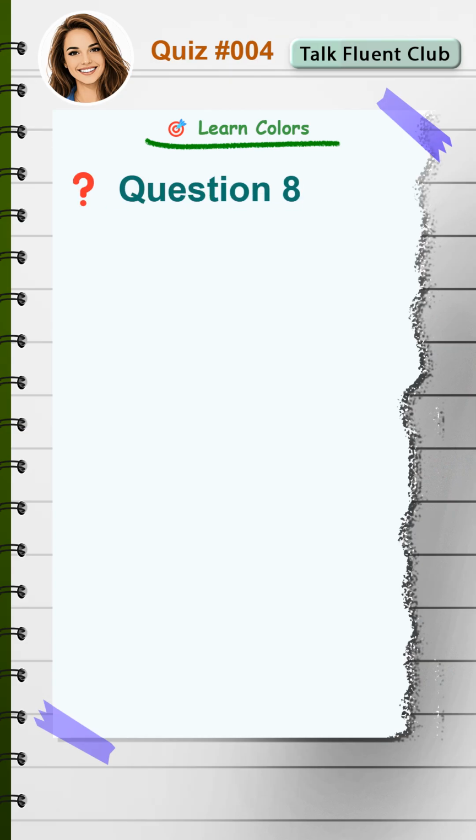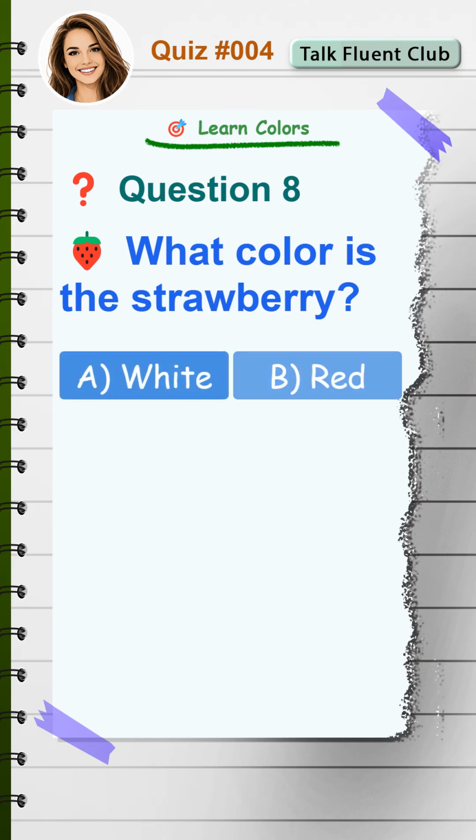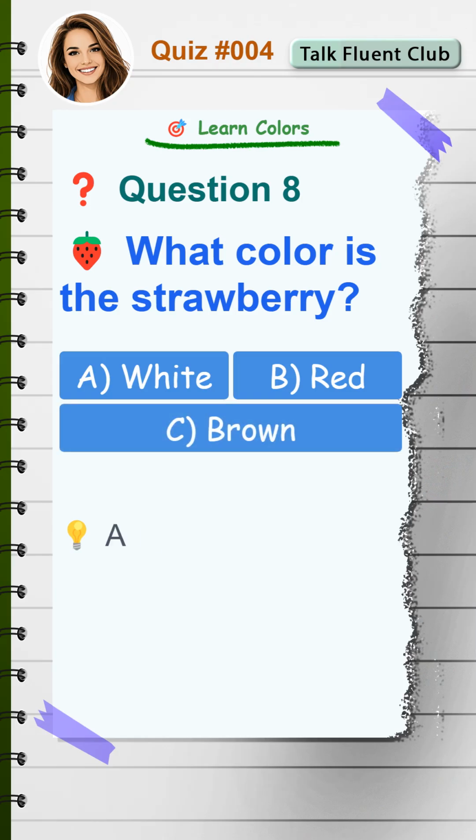Question 8. What color is the strawberry? A. White. B. Red. C. Brown. Answer is B. Red.